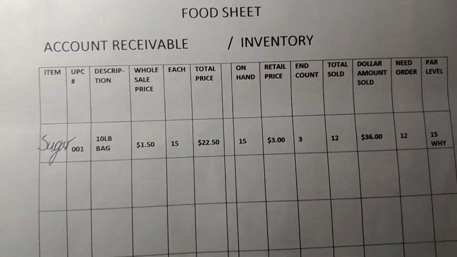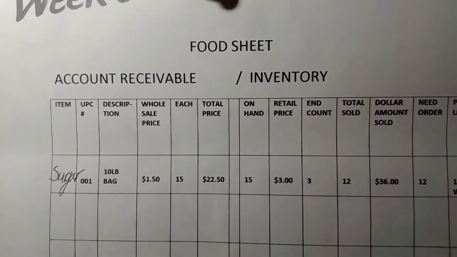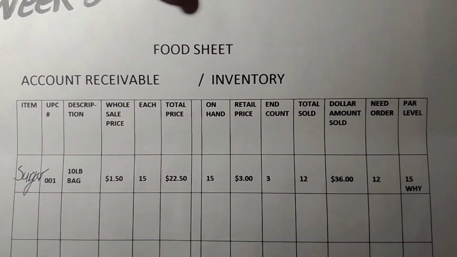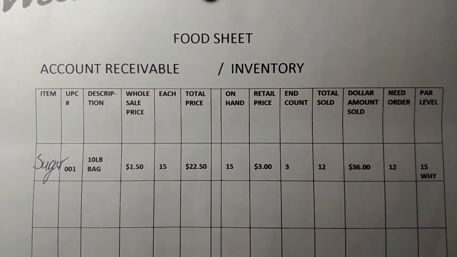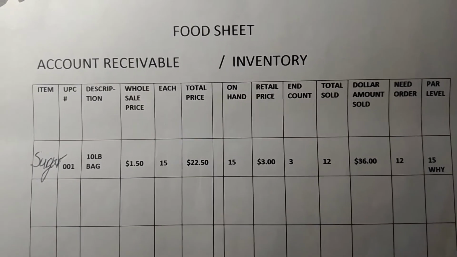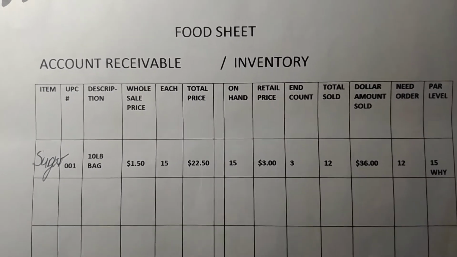So now you're going to fill in each sheet. I'm going to show you one more sheet so you'll know how to do it. This is going to be the 4th one. You're going to transfer the inventory count sheet over to your food sheet, produce sheet, pet sheet. This one is the sugar sheet, the food sheet. You're going to go to the inventory side.